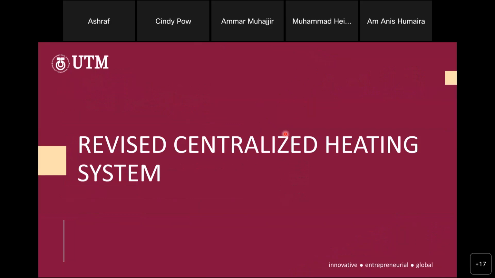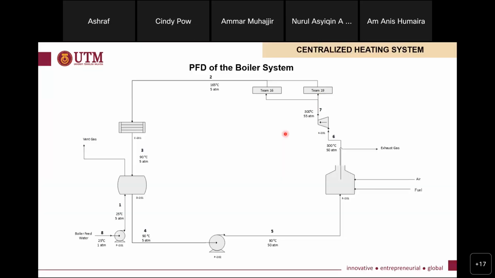So without further ado, we will start with the revised centralized heating system, and I'll pass the floor to Team 20. Hello, can you hear me? Yes. Okay, so for the revised centralized heating system, next.